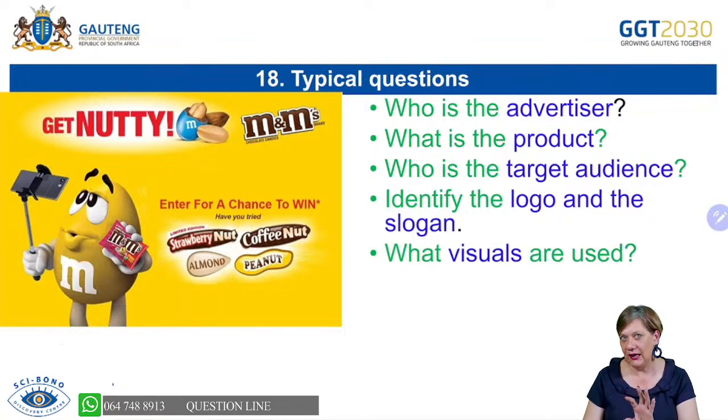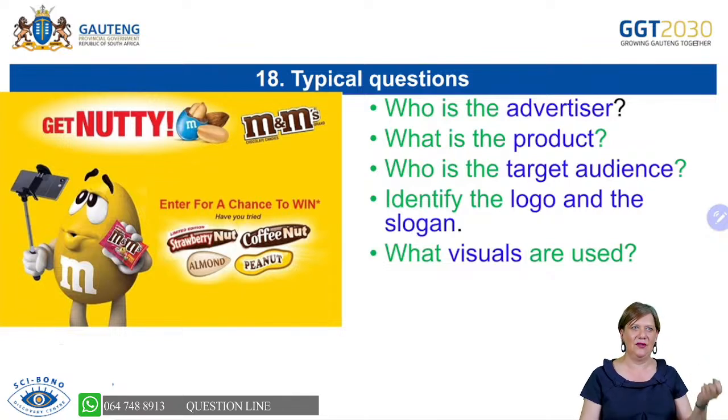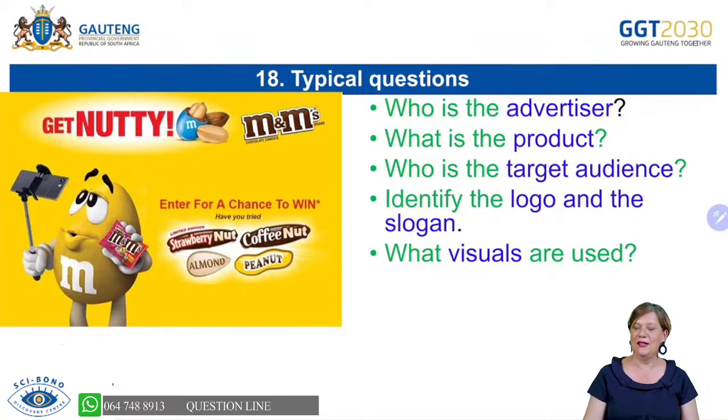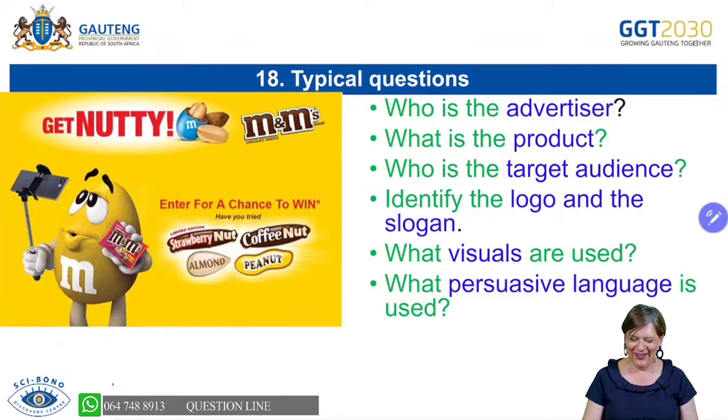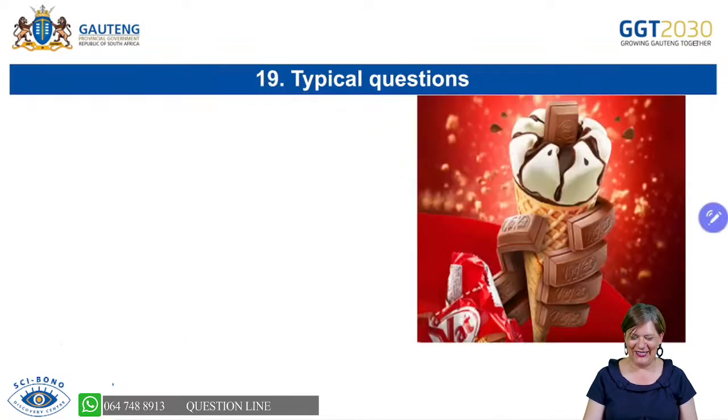Now, if you get a question like this is where you need to tell me exactly what you see. Like you seeing Mr. M standing here with a selfie stick, taking a photo, holding the M&Ms. The idea is obviously that you have to do exactly the same to stand a chance to win. Right. What persuasive language is used? Well, obviously a chance to win. We all want to win something. And get nutty really grabs the attention, doesn't it?